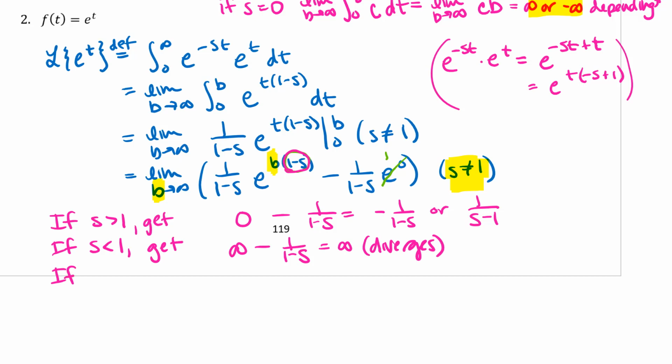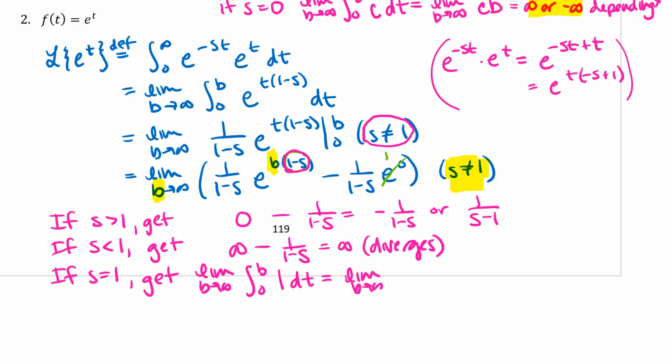And if s is equal to 1, I have to go back up to the step right before I divided through by 1 minus s. So I need to go back to that step and think about that. So I'm going to get the limit as b approaches infinity of the integral from 0 to b of e to the 0, which is just 1 dt. And so I'll integrate that. I'll get t, and I'll plug in my limits of integration, and I'll get b minus 0, and so I get infinity. So that one also diverges.